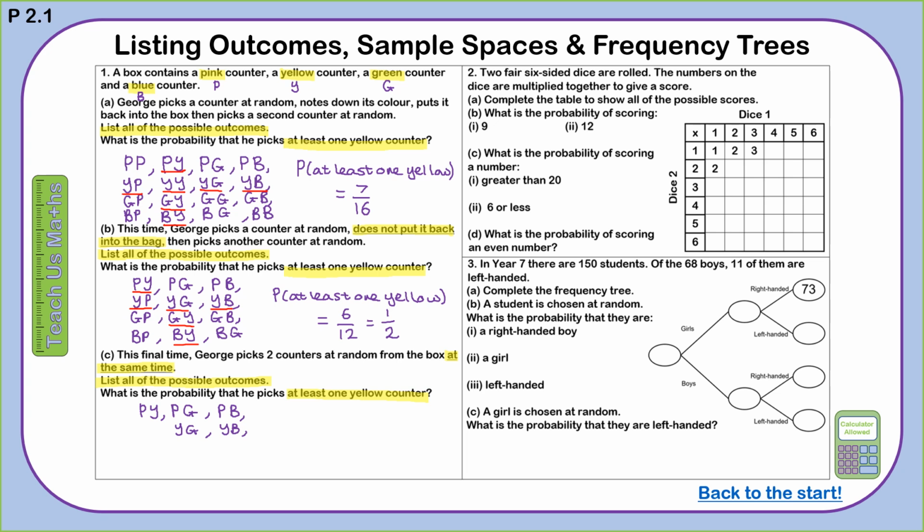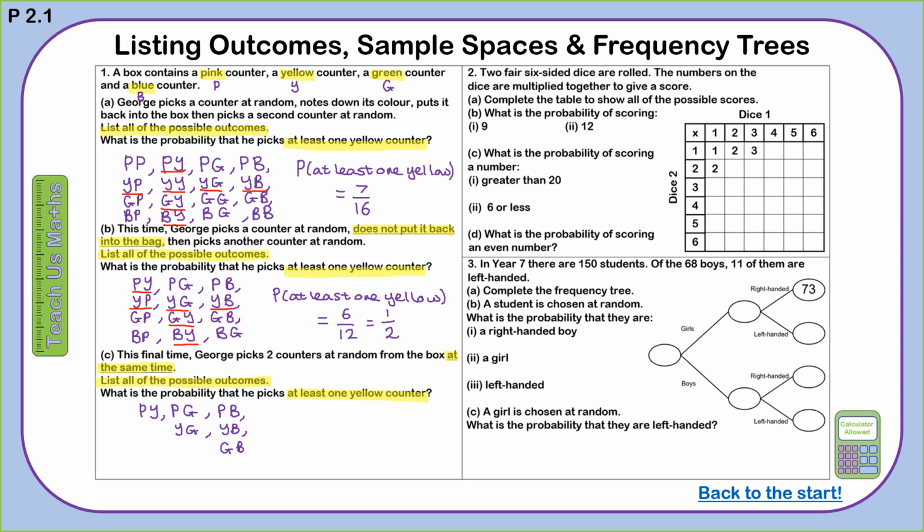Moving to the next row, green and pink, well, we've already had that, pink and green, so that's a repeat, so we don't want to write down that outcome. Green and yellow, well, that's the same as yellow and green, we've also got that outcome already. Green and blue we haven't though, so let's write that one down.